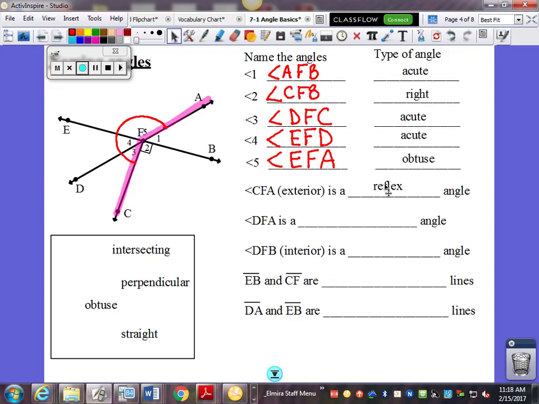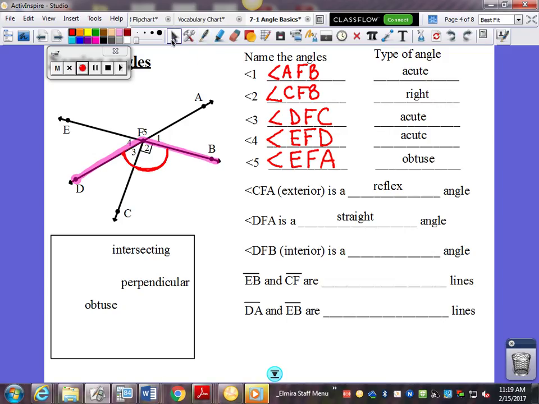The exterior angle is a reflex. Angle DFA made a straight line. That's a straight angle. Angle DFB, then it says interior angle. So from here to here, that is obtuse.